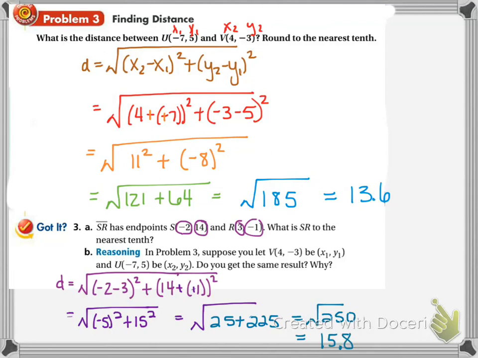Now, if we look at B just for a minute, suppose we switch around and let the point V be the x1, y1, and U be x2, y2. Would you get the same result? And the answer is yeah. Because we square those differences anyway, if you switch them around, you'd get a negative number maybe instead of a positive, but because we're then multiplying it by itself, it doesn't matter whether it's negative or positive. So it doesn't matter which point is x1, y1 and which point is x2, y2, you will get the same result either way.